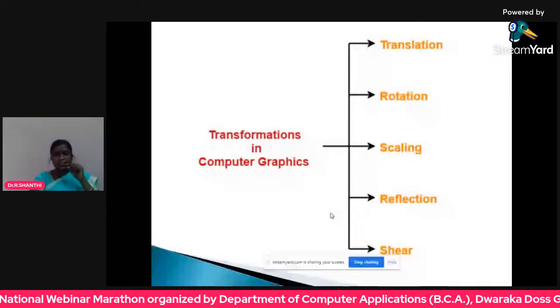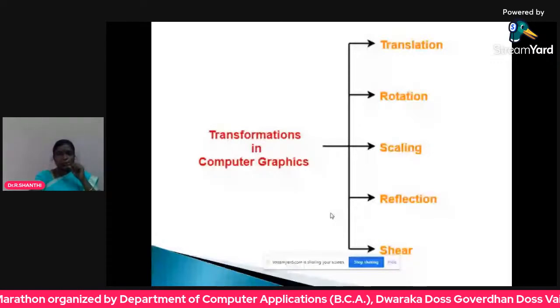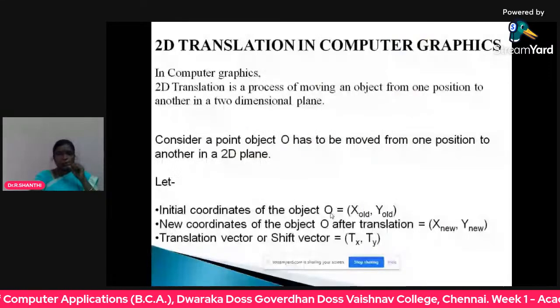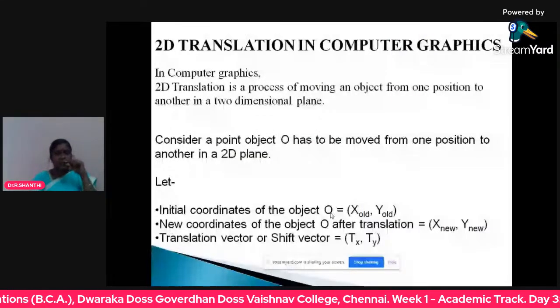So, 2D translation in computer graphics. This is the first type of our transformation technique. So translation, what do you mean by that?